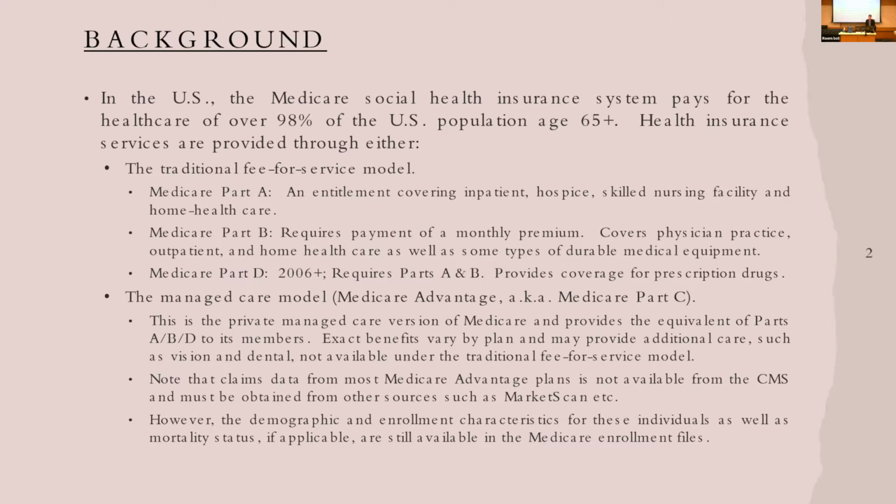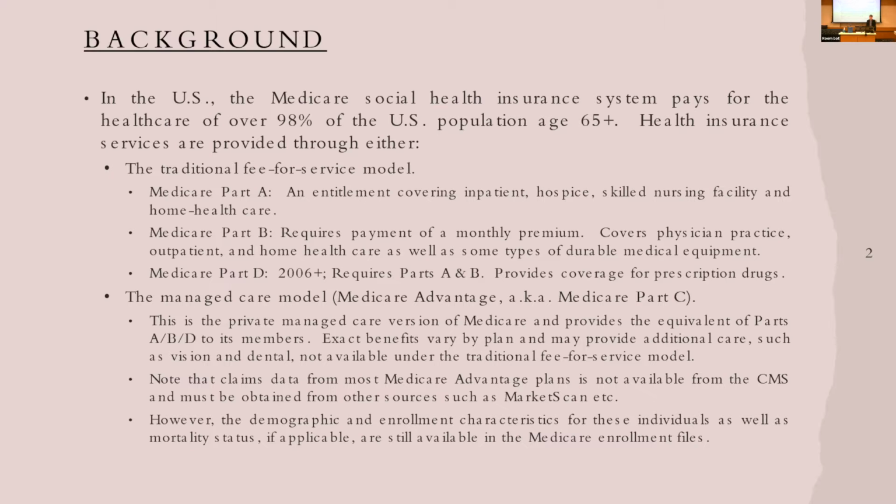In contrast, the managed care model, also known as Medicare Advantage and Medicare Part C, I think they renamed it in 1998. But whatever they did to it, it's still the same thing. It's a private managed care version of Medicare and provides the equivalent of Parts A, B, and D to people that sign up to it. The exact benefits vary by plan, and they may provide more care like dental or vision and other things that aren't available under the traditional model.